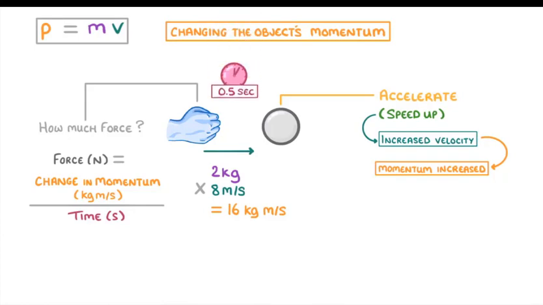then to calculate the size of that force, we'd first of all need to work out the change in momentum, which would be 16, which is our final momentum, minus 10, which remember was the initial momentum of the object before it was hit. And this would give us a change in momentum of 6. And then we can just divide this change in momentum of 6 by the change in time of 0.5, and that would give us 12 newtons. So the hand must have applied a force of 12 newtons.